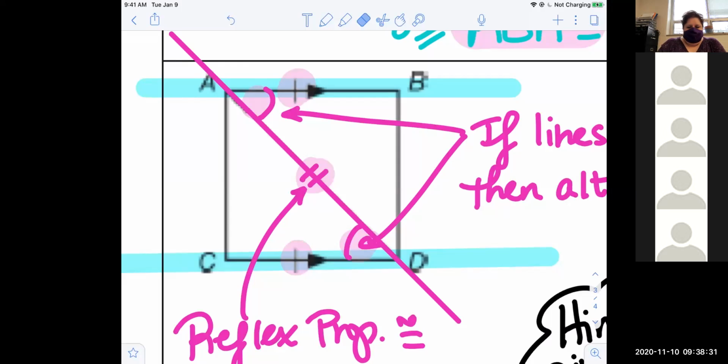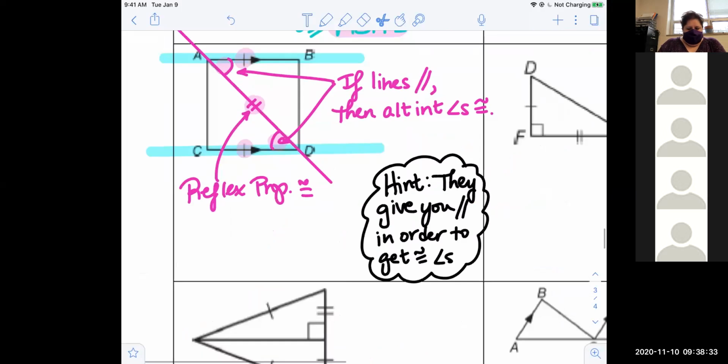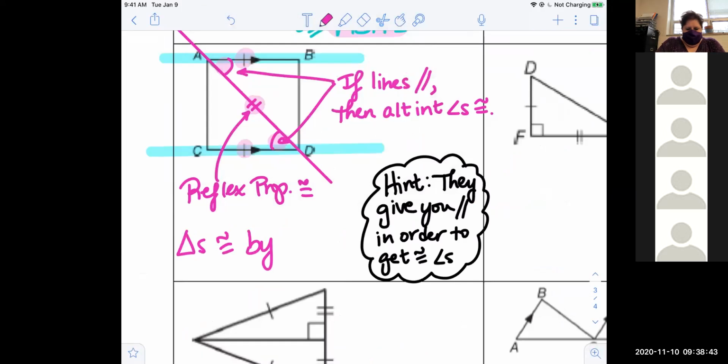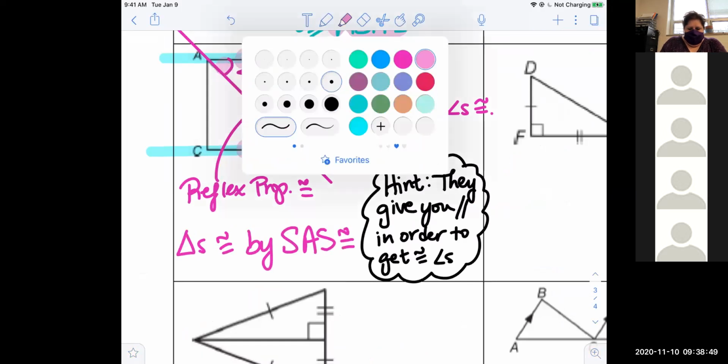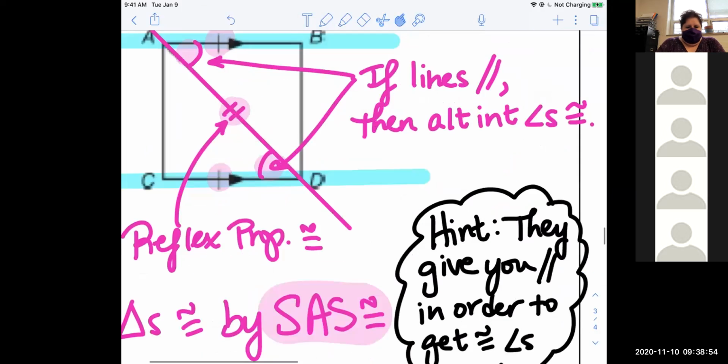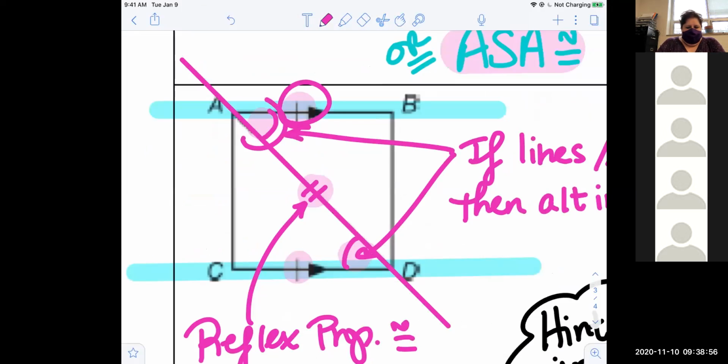It's included. So the triangles are congruent by side angle side. Okay, and again, side angle side means you're going in order: side, then an angle, then a side. Two sides and an angle that's between them.